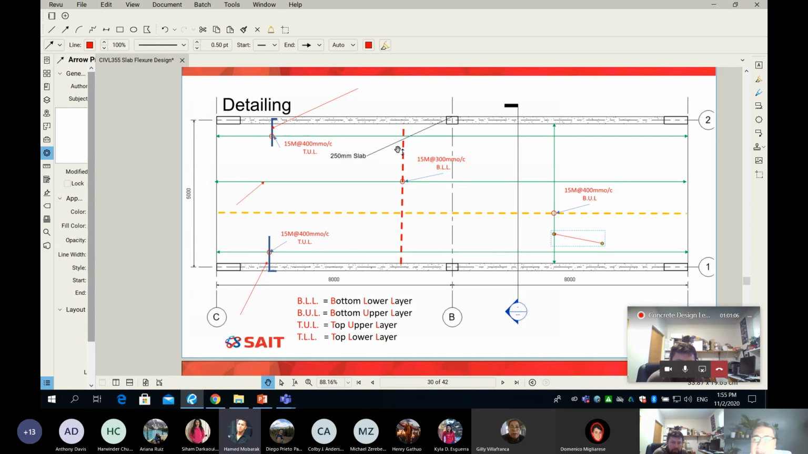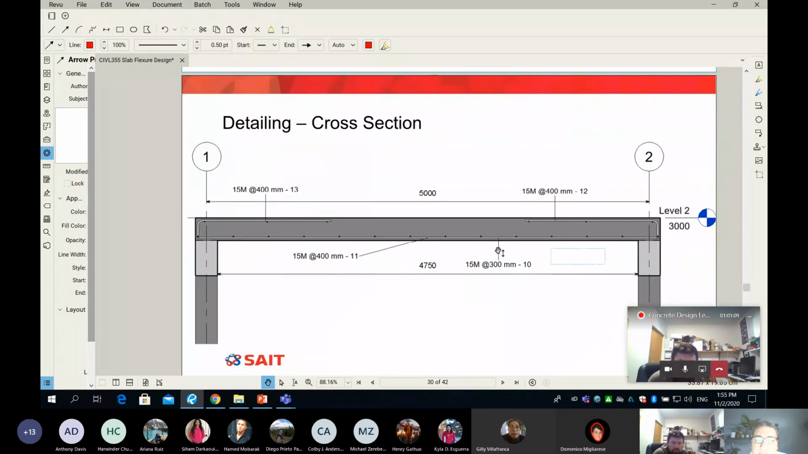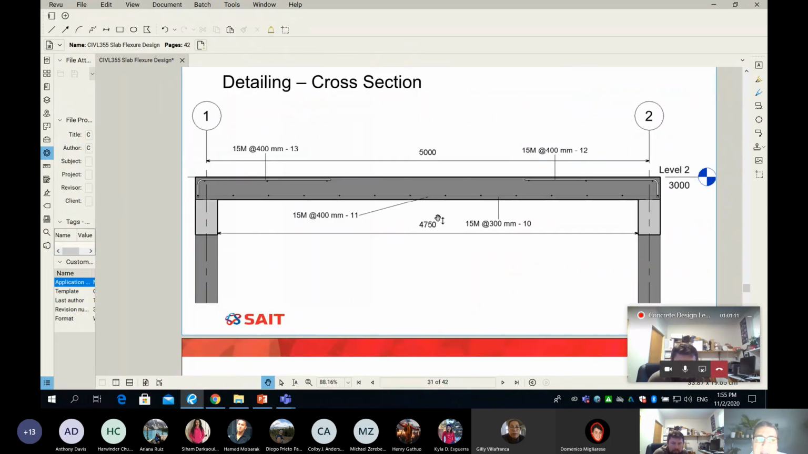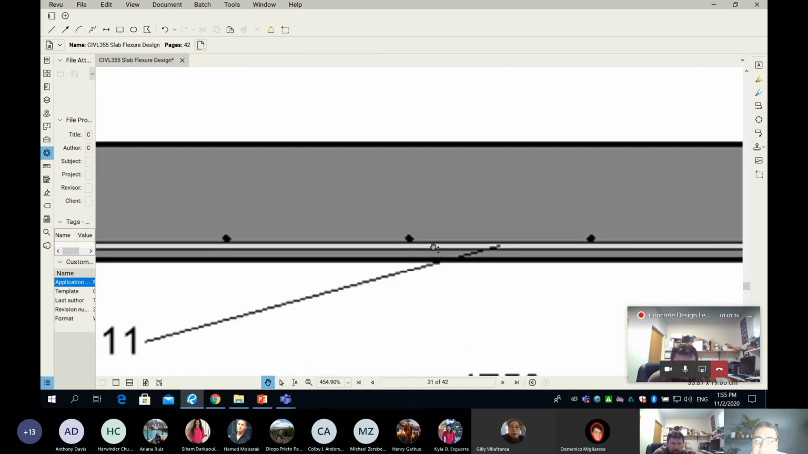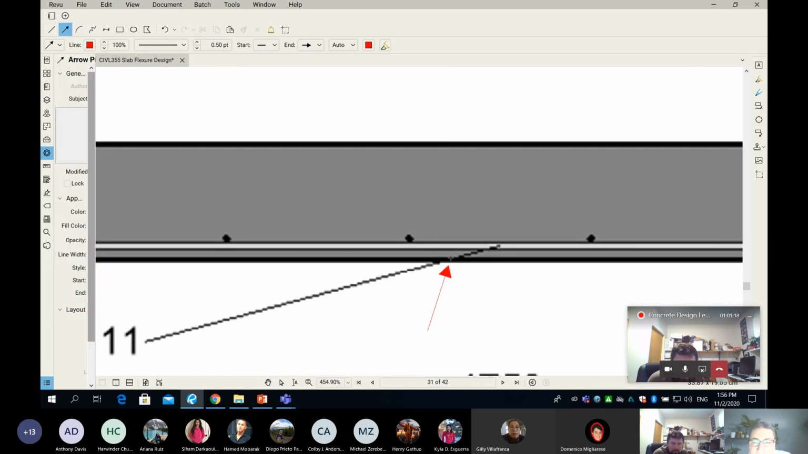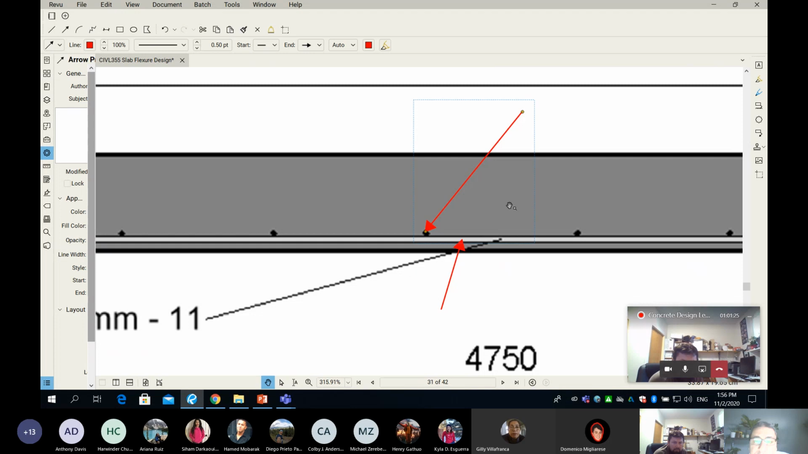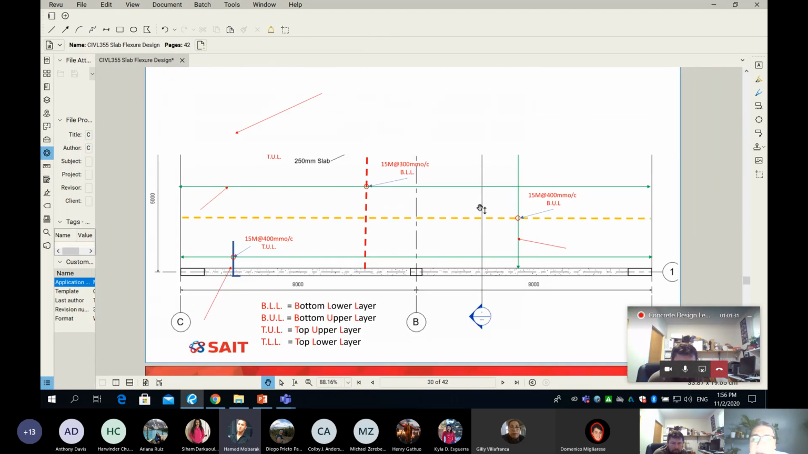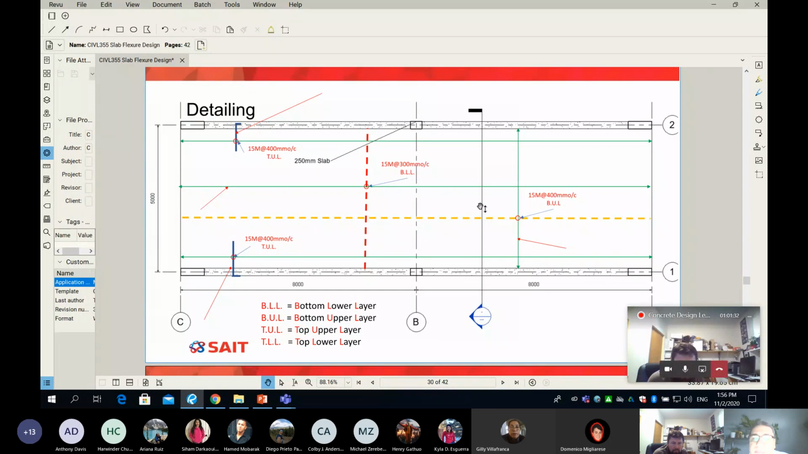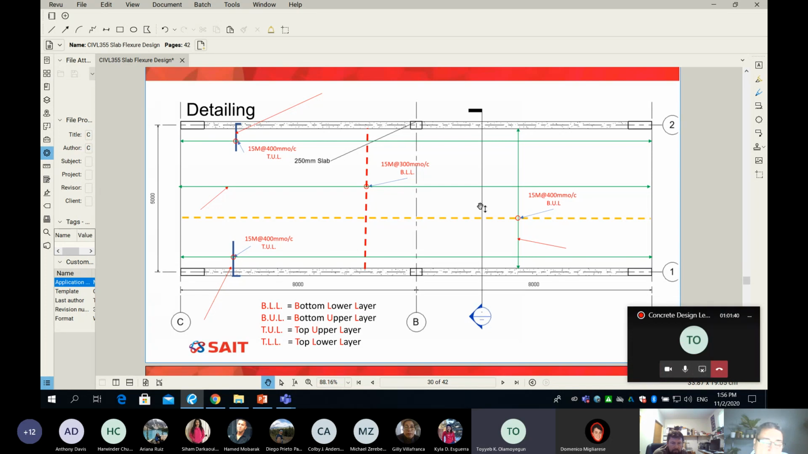Probably the cross section will be better. So I'm going to show you guys. Look at this. So that's the cross section, and you can see one bar is going in this direction, and the other bar is going in the other direction, perpendicular to each other. I'm asking you, which one do you think will go into the bottom, the lower layer, and which one will go up to the upper? The yellow. Red one. Excuse me? The yellow. Red. The red will go the lower one.